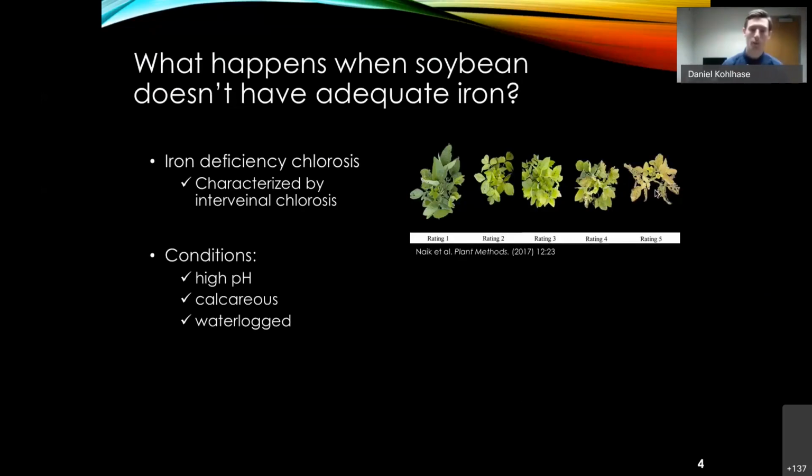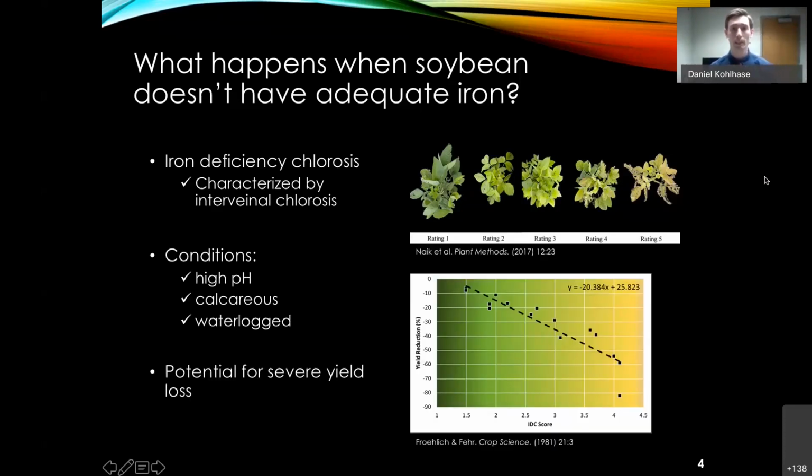And soil conditions where we find IDC are typically high pH, calcareous, and waterlogged soils. And these happen to correspond with soils that we have in the upper Midwest, where a large amount of soybean production occurs. And this is a problem that we really need to study and understand because of the high potential for severe yield loss. So a previous study has shown that moving between each point on the scale corresponds to a 20% yield reduction on average.